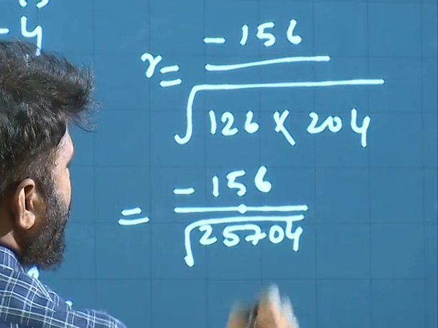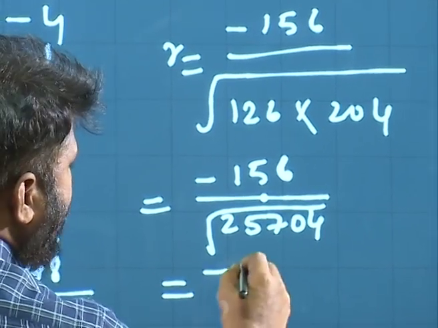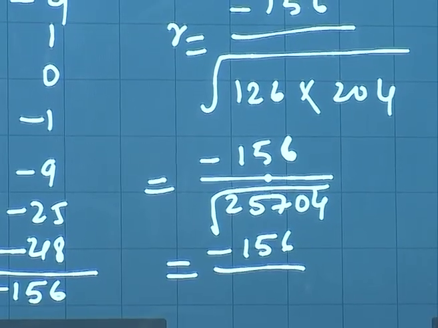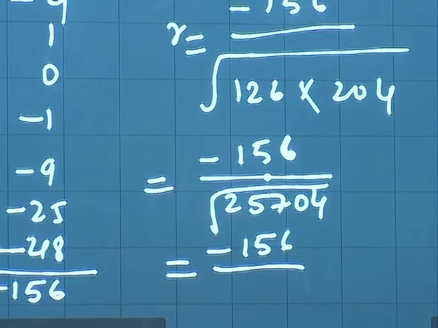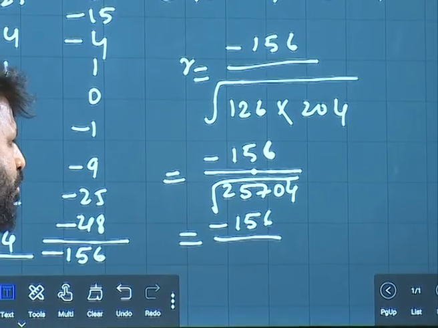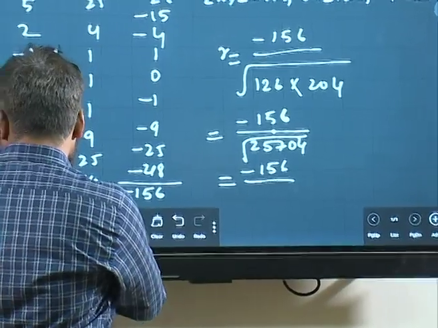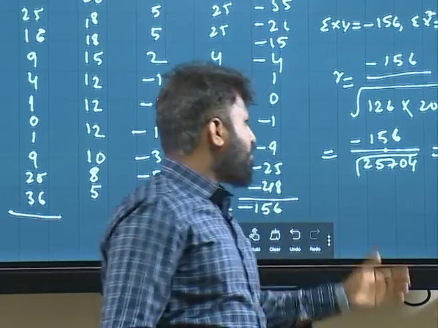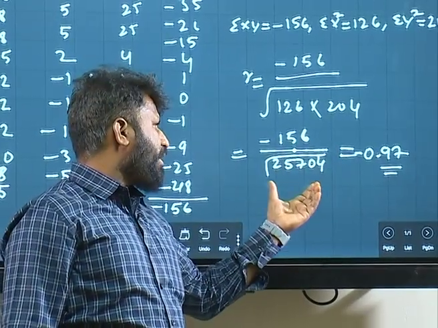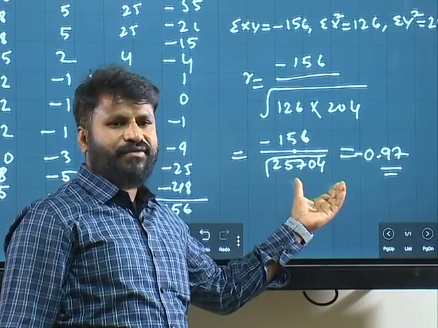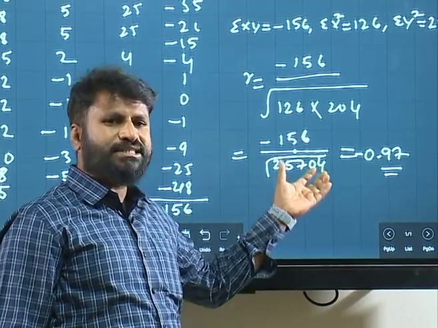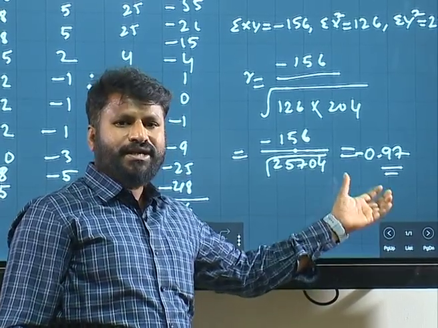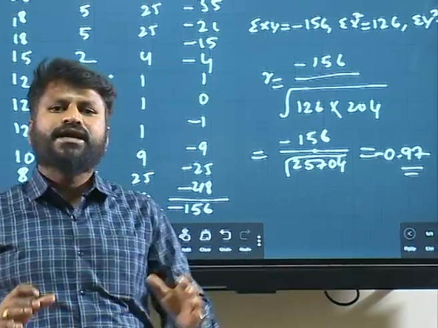25707.4, that is the root value. So again you have to cancel the root value: minus 156 divided by the root value of 25,704. After simplification of this entire value, you will get minus 0.97. So it indicates that there is a pure negative correlation.